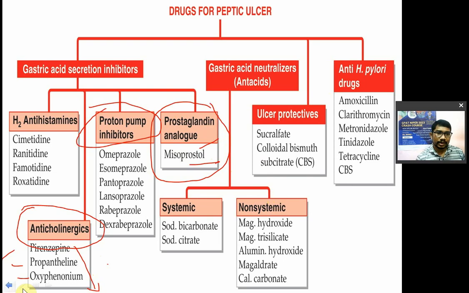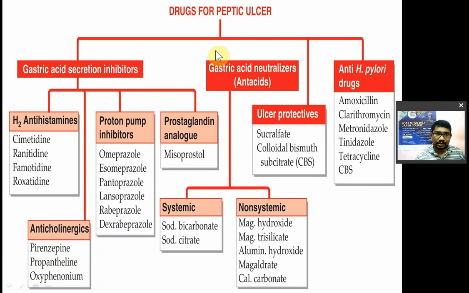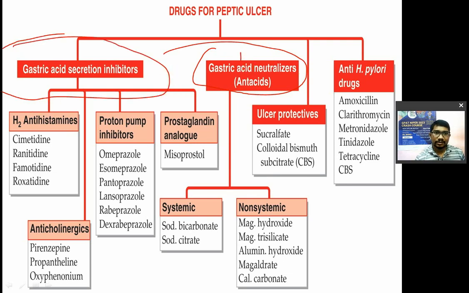Now these two classes are done. Now the third class of your anti-ulcer drugs. What will the third class do? One class will neutralize the acid that is already formed. The other will not allow the acid to form. First, they will prevent the formation of acid. Second, they will neutralize the acid.